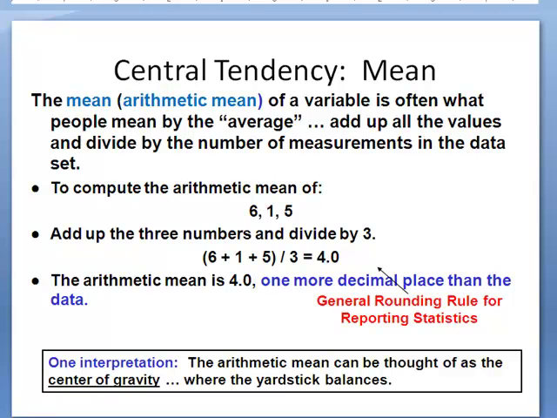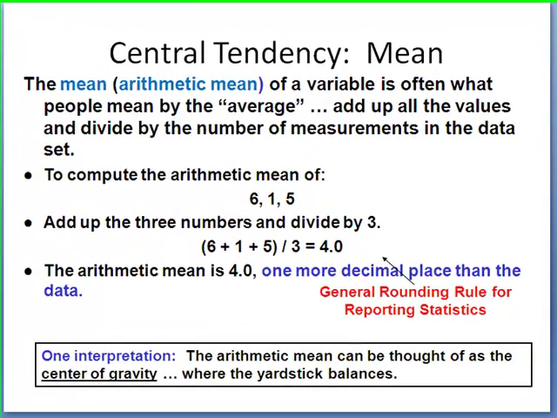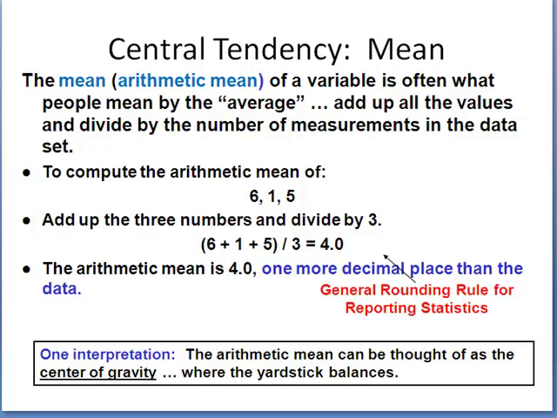So let's look at a quick example of calculating the mean. That's just one measure of central tendency. Suppose that our data set was 6, 1, 5. To find the arithmetic mean, and you've probably done this many times, you would just add up your data values and divide by how many data values you have. And there we see, when we add them up and divide by 3, we get 4.